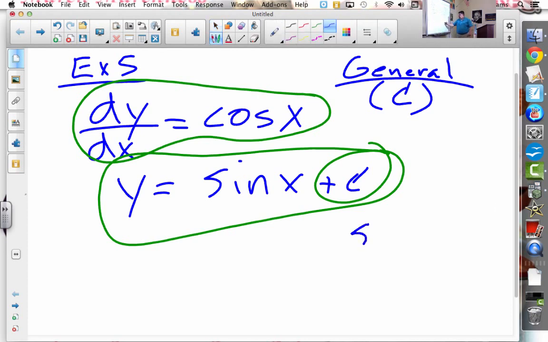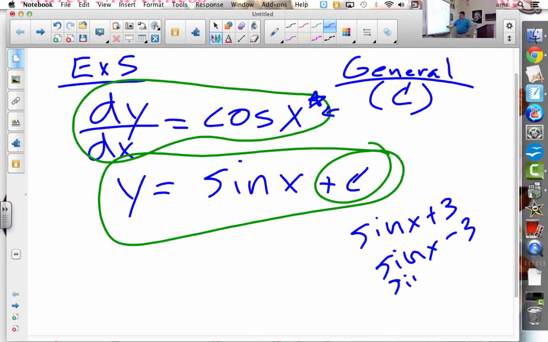In other words, if I said sine of x plus 3, what's the derivative of that? Cosine of x. If I said sine of x minus 3, what's the derivative of that? Cosine of x. If I said sine of x minus $1 million, then it's still cosine of x, because the constants, when I take the derivative, they just go away to 0. Does that make sense? So when we work backwards, we can't ignore them. So we call it a general solution.